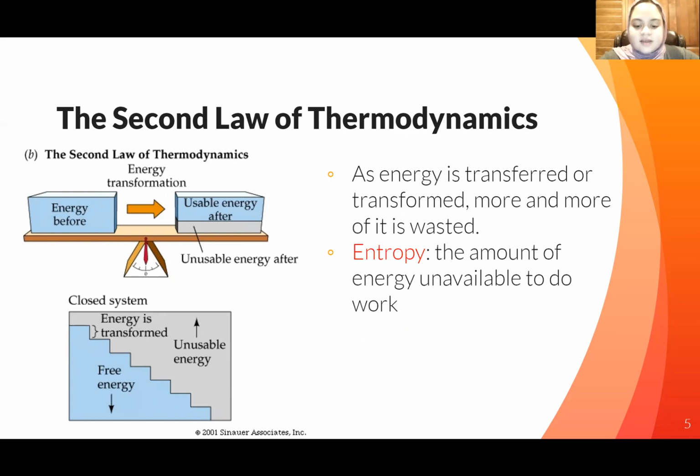The second law states that in all energy exchanges, if no energy enters or leaves a system, the potential energy of the final state will always be less than that of the initial state, meaning as energy is transferred or transformed, more and more of it is wasted. This can be seen in the diagram where in an energy transformation, part of the energy will always be unusable afterwards. This unusable energy is called entropy, the amount of energy unavailable to do work.